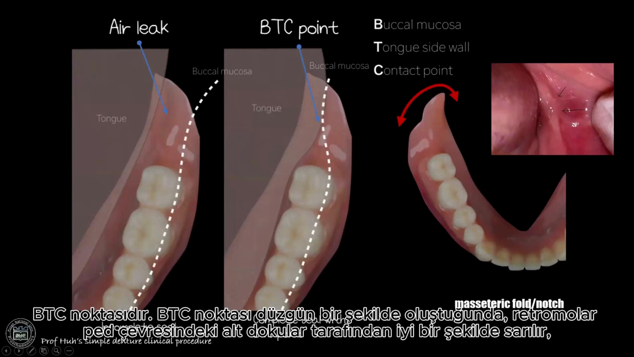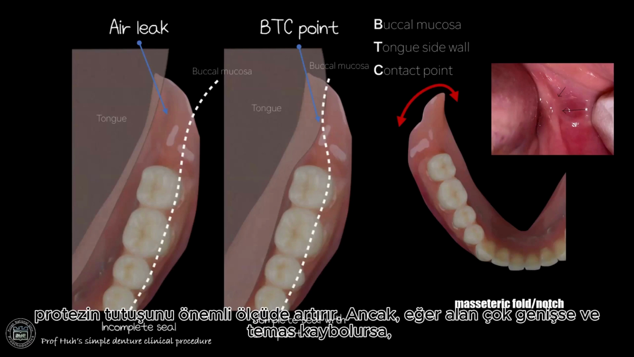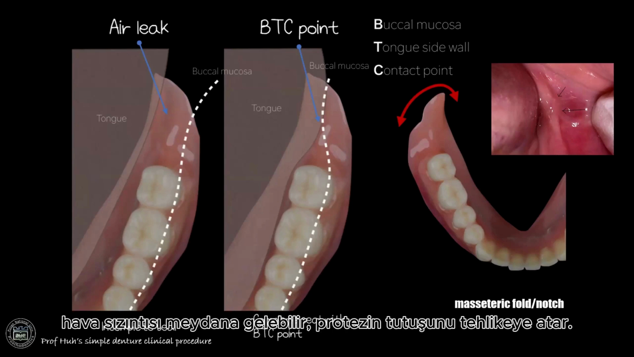When the BTC point is properly formed, the retromolar pad becomes well enclosed by the surrounding soft tissue, significantly enhancing the retention of the denture. However, if the area is too wide like this, and this contact is lost, air leakage can occur, compromising the denture's retention.